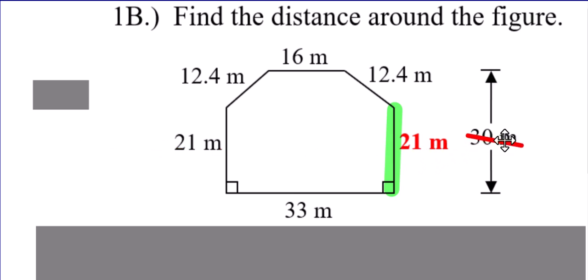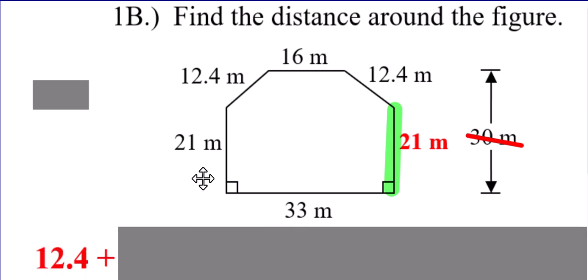30 meters was the total height of the entire composite figure, but it's not an actual side of the shape. So we would not need that to get the distance around. We just have to add all these measurements together. Let's go ahead and write this down.